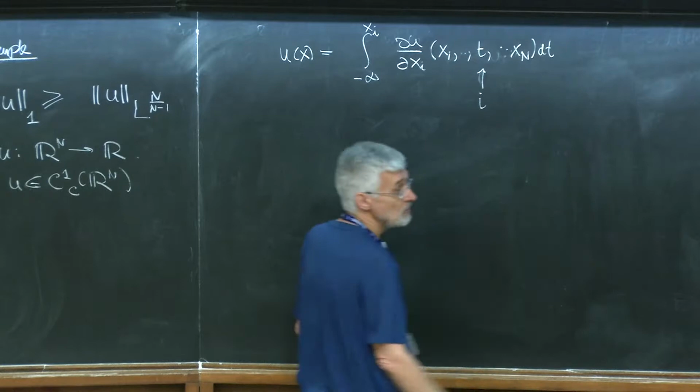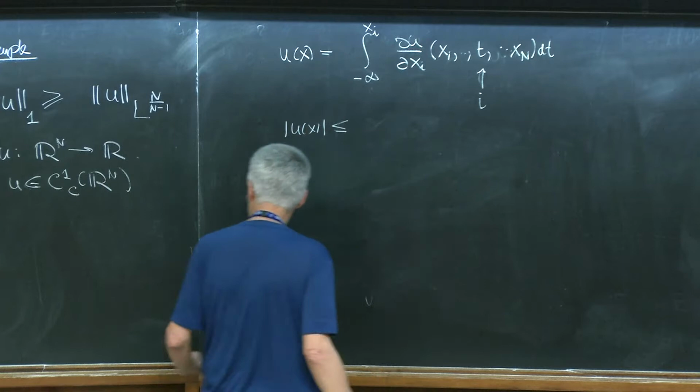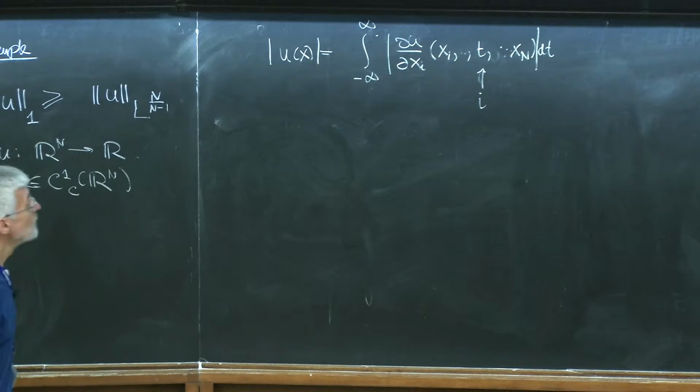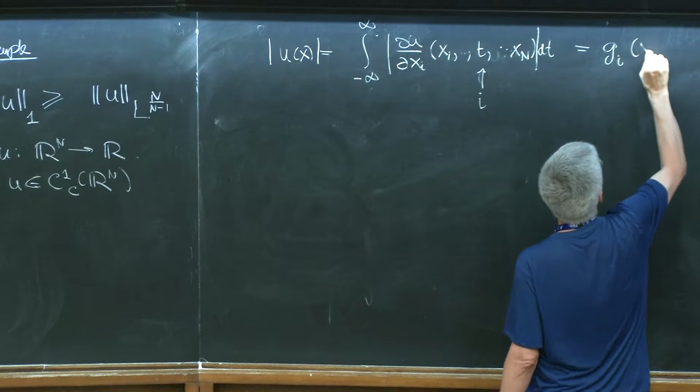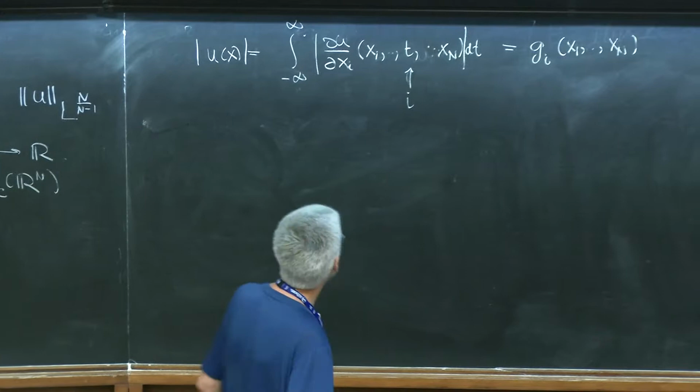That's obvious. Now you notice immediately that u of x in magnitude is less than, let me just do it here, it's so elementary, right? Saves time. This is less or equal when I just put an infinity here and put some magnitudes here, right? Okay, so let me call this function gi of x1 up to xn. And you notice that this function has no decay in the xi variable, no decay whatsoever.